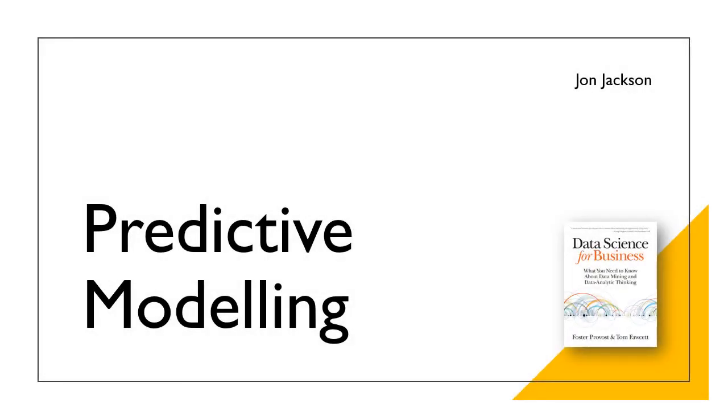In this episode of Exploring Data Science, we'll consider predictive modelling, what it means and how we can use it in data science projects. In data science, a predictive model is a formula for estimating the unknown value of interest.